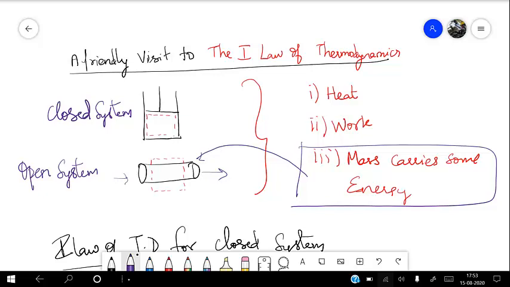So if I ask you how will you supply energy to these systems, if you want to add energy or remove energy, as you can see, it can be done in three different ways. One is you can supply heat or remove heat by keeping a hot source or a cold source near the system, or you can supply work or remove work. That can be done by a piston or any other devices.